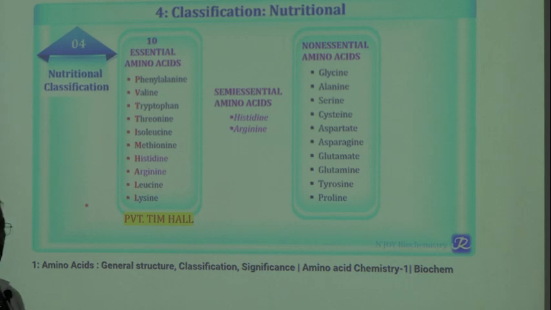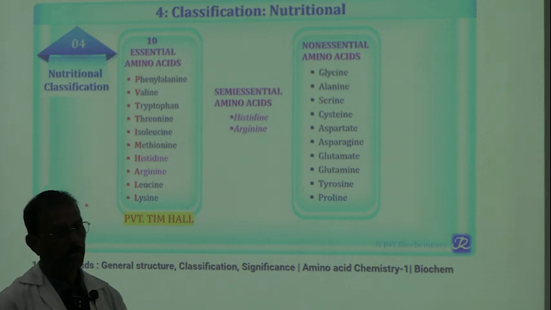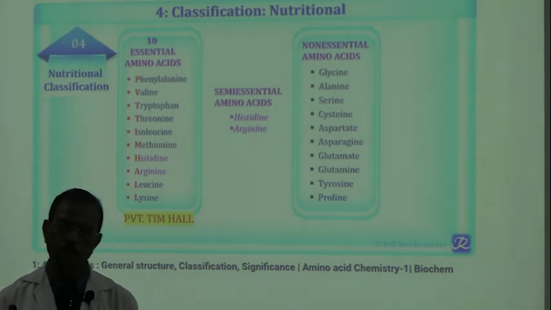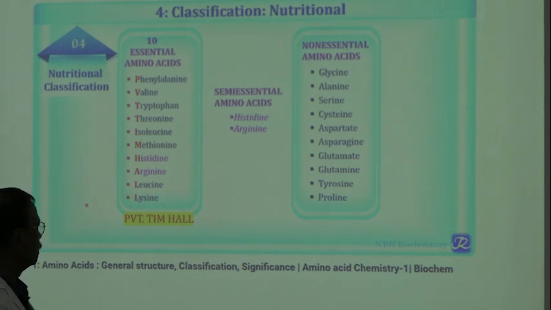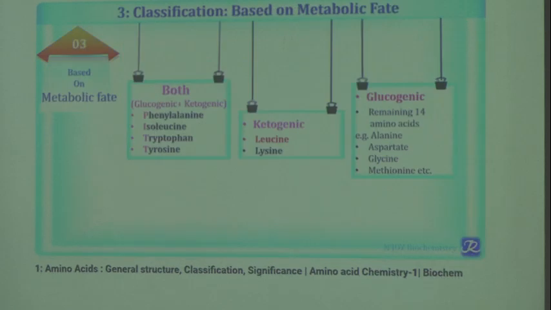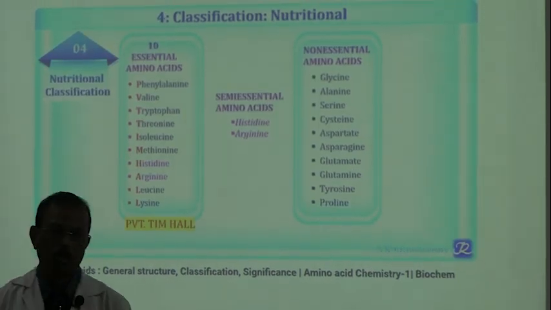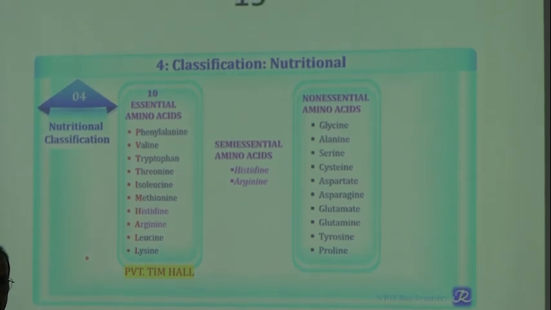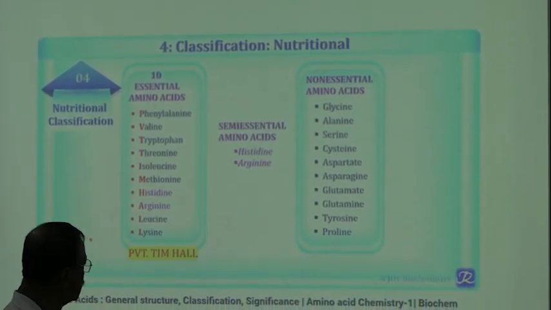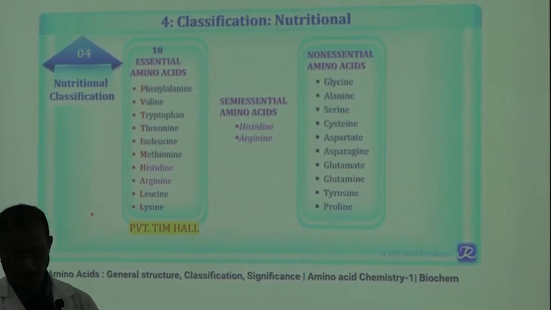But in the exam, if you are asked how many essential amino acids are there, you have to answer 10 itself. There should not be any confusion. It should be 10. And semi-essential out of these 10 are histidine and arginine. These two, in adulthood, to some extent the body can synthesize. That's why they are called semi-essential. Number of essential amino acids, 10.